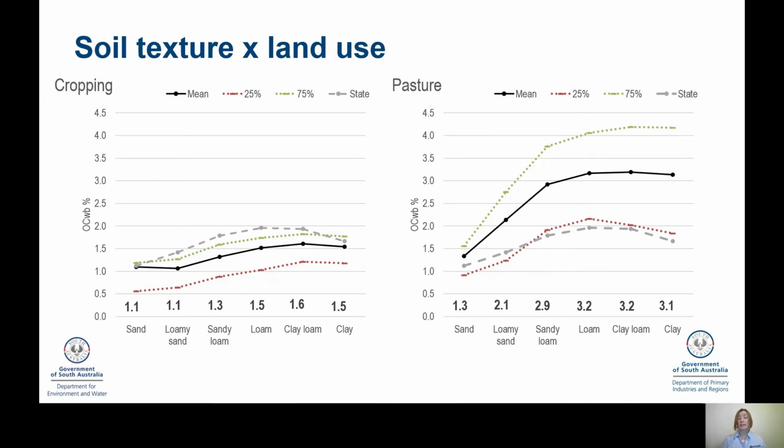And we also see there that the bands, so the difference between the 75th and 25th percentile, is a lot narrower in cropping soils than it is in pasture soils. And again, we think this is largely related to rainfall and the amount of biomass that can be grown. And the target for our cropping soils is to gradually lift that 75th percentile up with different implementation of management practices.